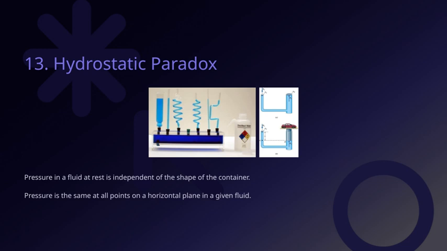Another important concept is that in a fluid at rest, the pressure doesn't depend on the shape of the container. So whether the container is tall and narrow or short and wide, as long as you're at the same height, the pressure remains the same. This idea might seem simple, but it leads us into the hydrostatic paradox, which is a fascinating aspect of fluid behavior. Essentially, it shows that the pressure at a certain depth depends only on the depth itself and the fluid's density, not on the overall shape or volume of the container.